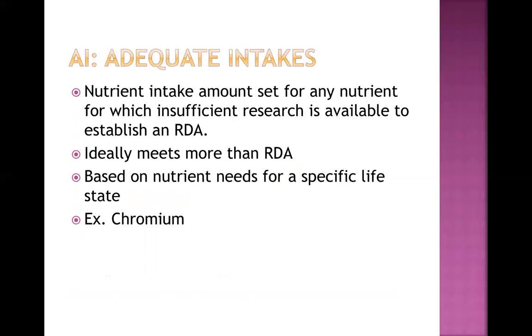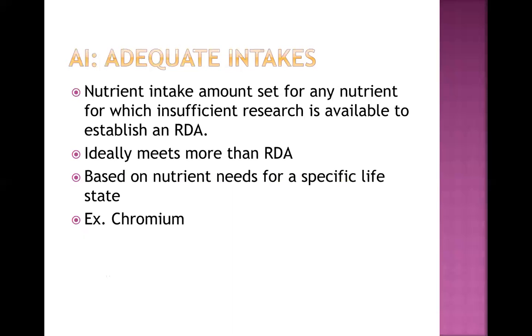AIs, so adequate intake levels, are established when we don't have enough evidence to create an EAR or an RDA. And so if a nutrient has an AI, that is the only recommendation it's going to have. It won't have an EAR or an RDA. If a nutrient has an EAR, we know we can establish an RDA from that EAR. And so adequate intake levels are often based on observations in populations, what populations on average consume, and then if deficiency or inadequacy or toxicity is observed.